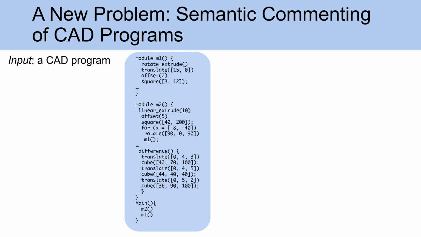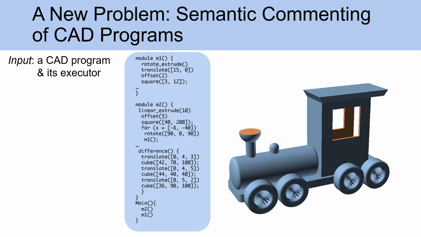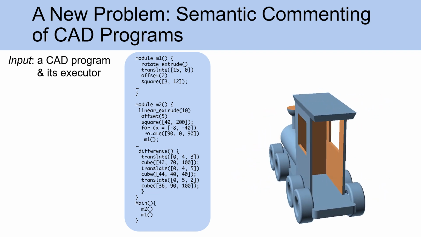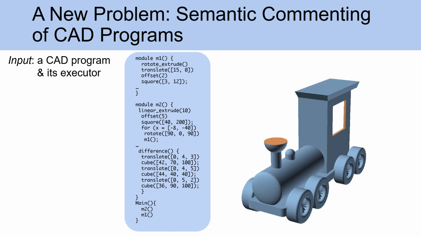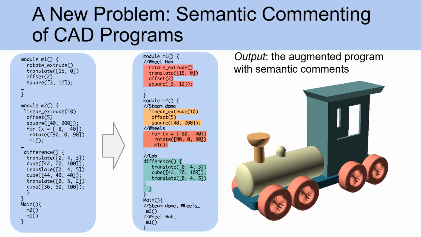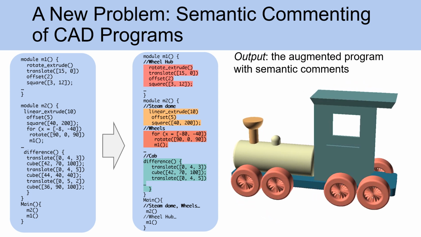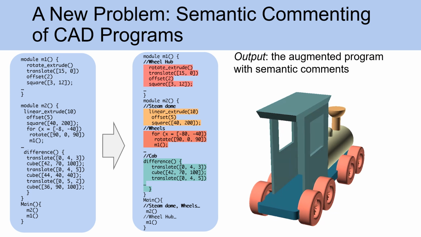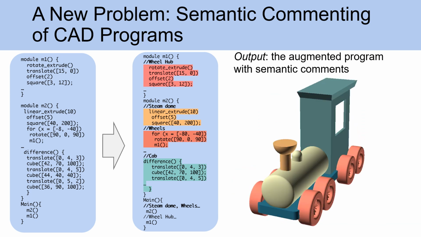So, in this work, we have proposed a new problem, that is semantic commenting of CAD programs. The input is a plain CAD program. We assume that the executor is accessible, thus producing the corresponding 3D shape. Given the input, the goal is to analyze the program and augment it with semantic comments, like the train with different parts and semantic meanings. How can we achieve it?